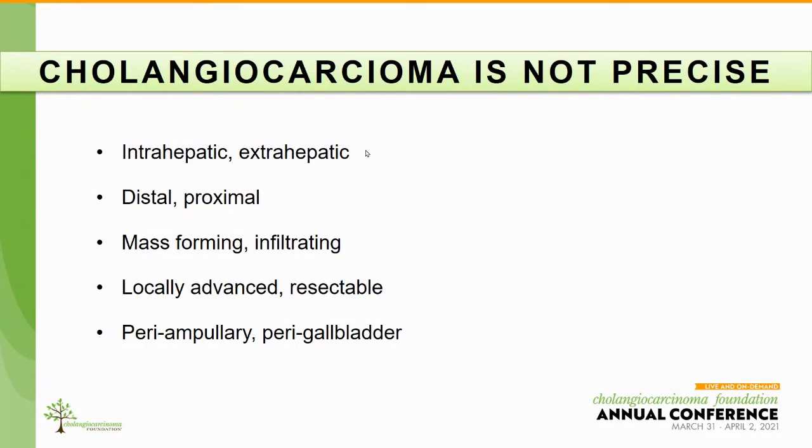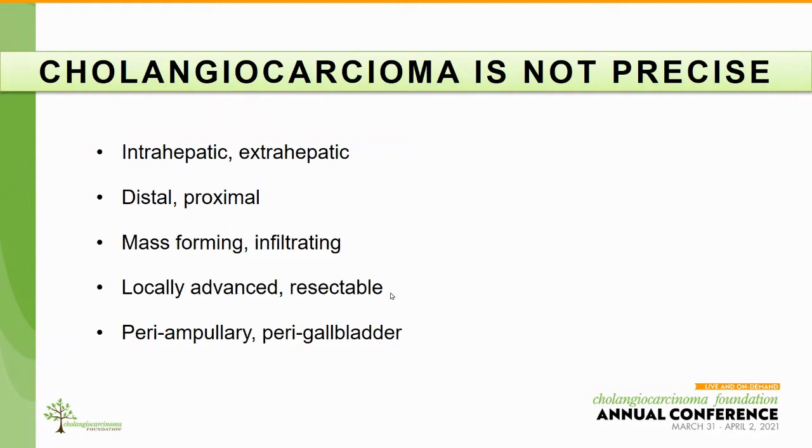It's not precise because what we really want to know is, are we talking about intrahepatic or extrahepatic cholangiocarcinomas? Are we talking about distal or proximal cholangiocarcinomas? Are we talking about mass forming or infiltrating cholangiocarcinomas? Locally advanced or resectable tumors? Are these periampullary? Are they around the gallbladder, where some of these definitions can blur even further?